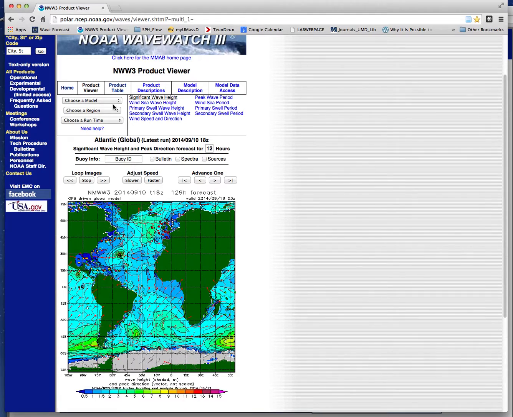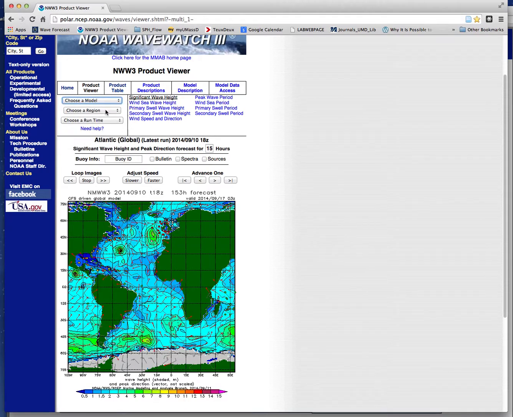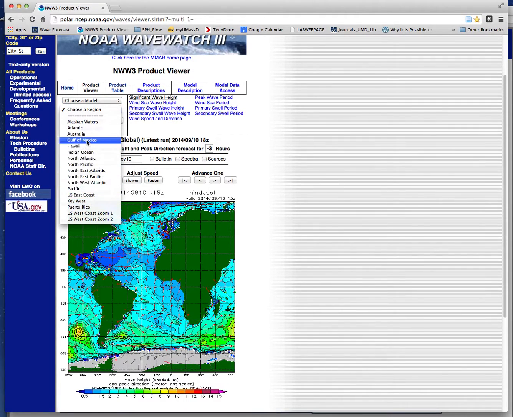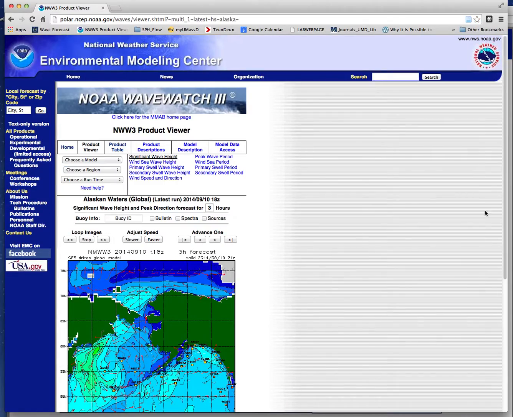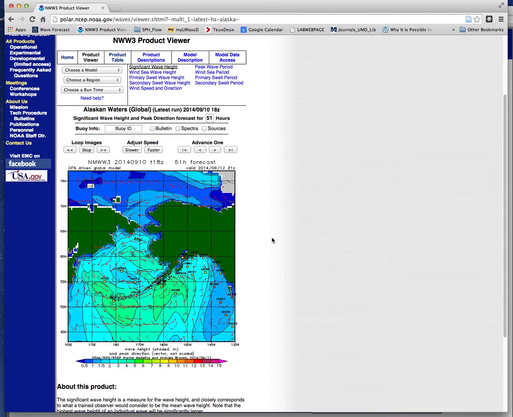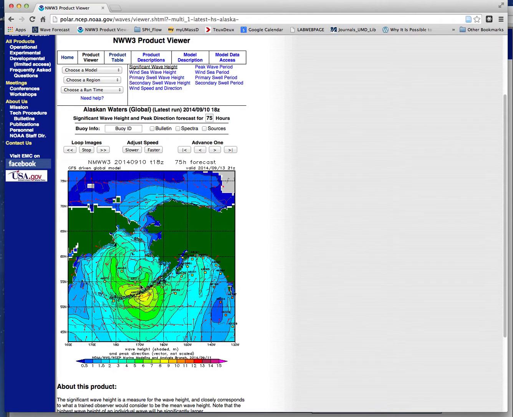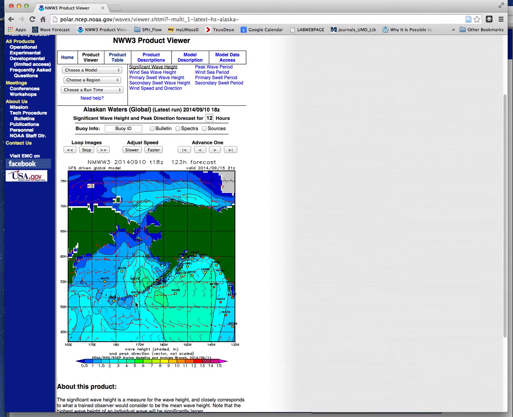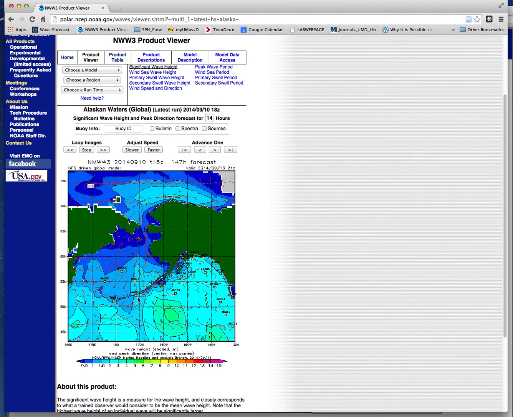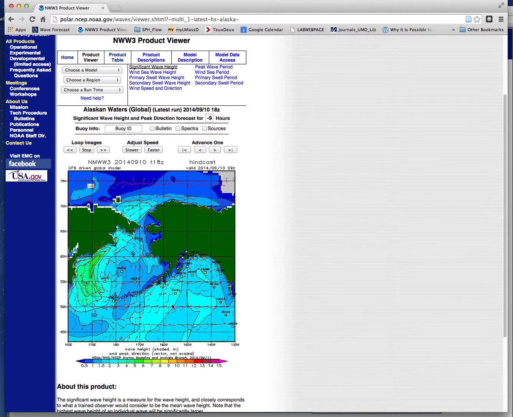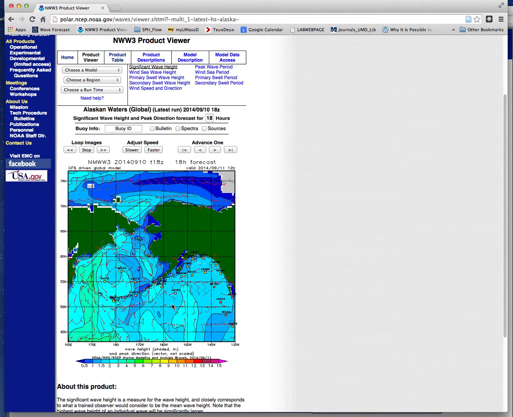NOAA also has regional models. Let me see if I can find one. For example, Alaskan waters. So this is a more local domain, higher resolution model for Alaskan waters, and you can see again the evolution of the significant wave height in color and contoured, the wave direction in red arrows in association with the black arrows where the barbs of the tail are the wind vectors.